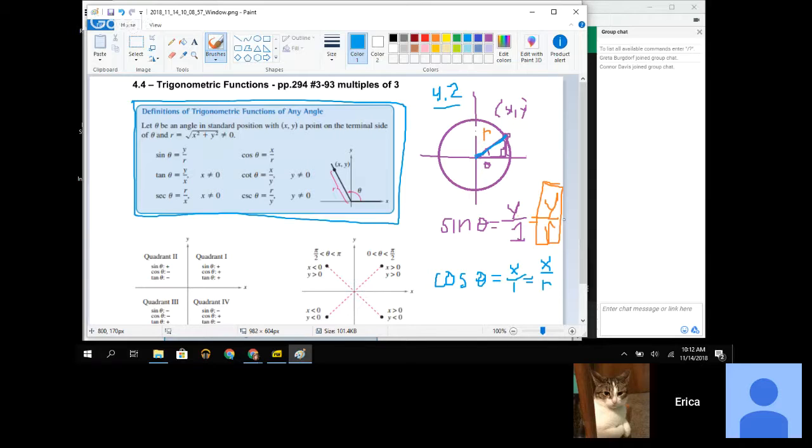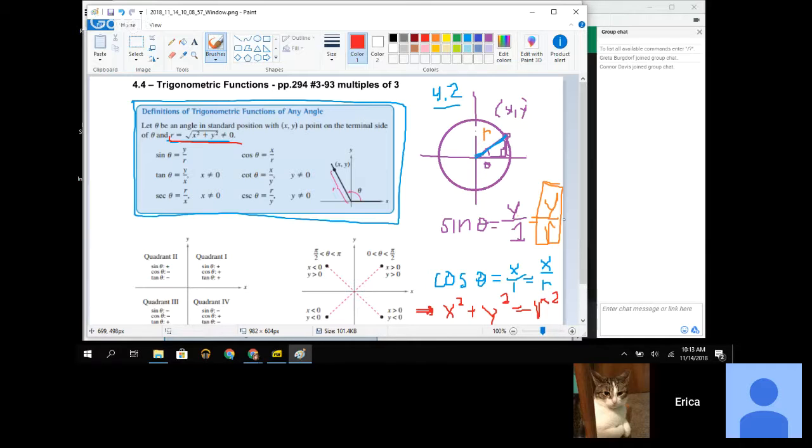Okay, and then you'll see this formula here: radius equals the square root of x squared plus y squared, and that's actually derived from way back in algebra 2 somewhere. I think it was somewhere in third quarter, we learned that the standard equation for a circle is x squared plus y squared equals radius squared. So this equation here, the radius equals the square root of x squared plus y squared, basically comes from the standard equation of a circle.